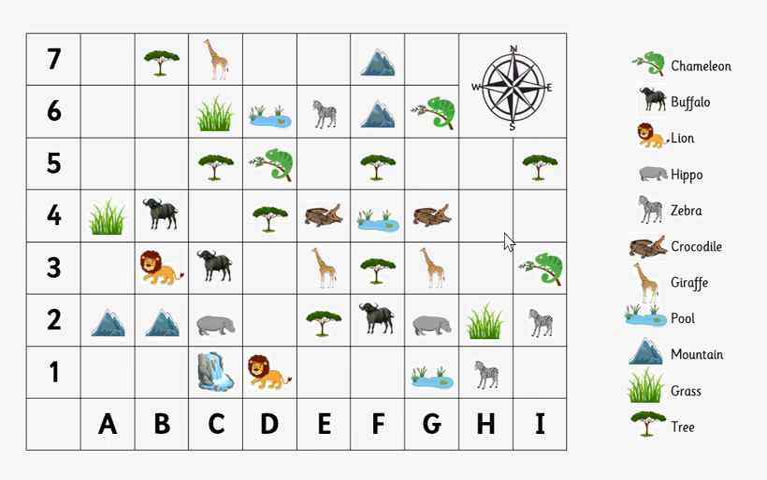Start in H3. Here it was, H3. We're facing north. 3/4 of a turn anti-clockwise or counter-clockwise. 1, 2, 3. We're now facing east. If we go forward 1 space, we land on the chameleon. If you wrote chameleon for number 7, great job, well done.